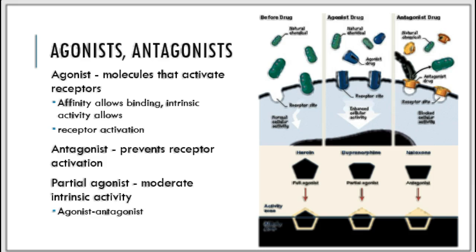Then a partial agonist is an agonist-antagonist. It provides some intrinsic activity and latches onto the receptor. Buprenorphine is one that latches to the same mu receptor like morphine does and like naloxone does, but it doesn't have as high efficacy as morphine for pain. It partially activates the receptor, providing some pain relief.